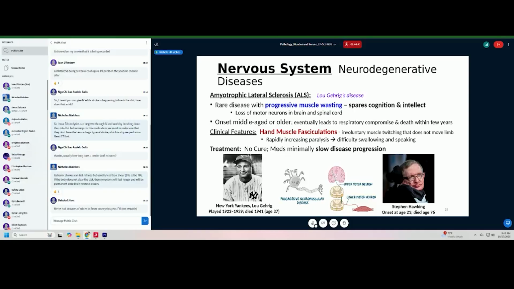Again, no cure for this. You can give meds to slow the disease process, but this is going to progress, and patients are eventually going to die from this.